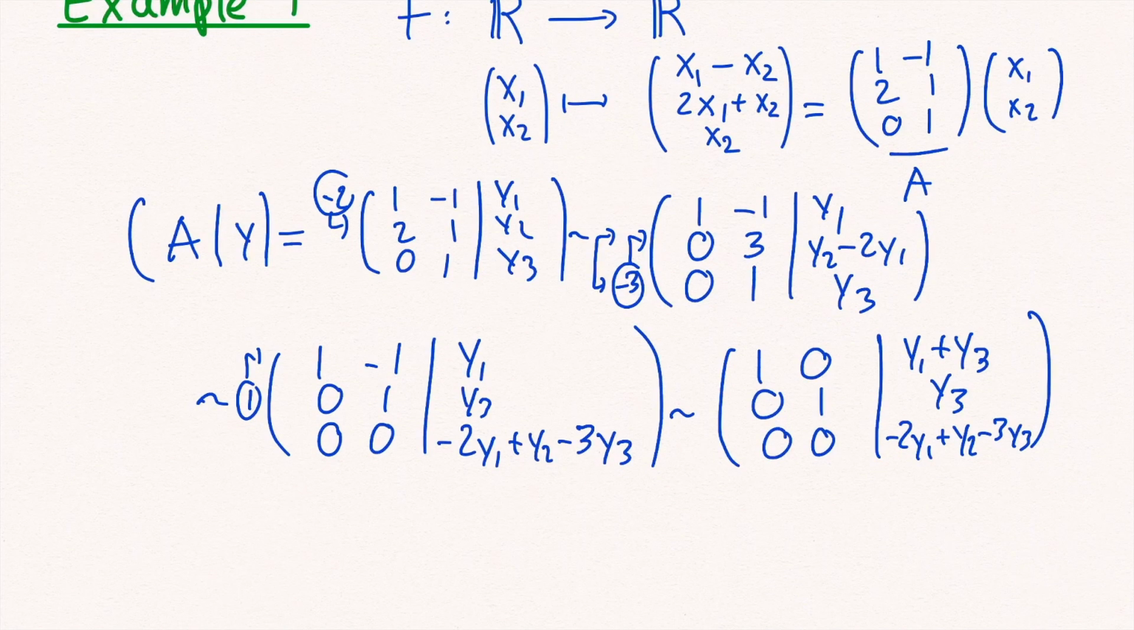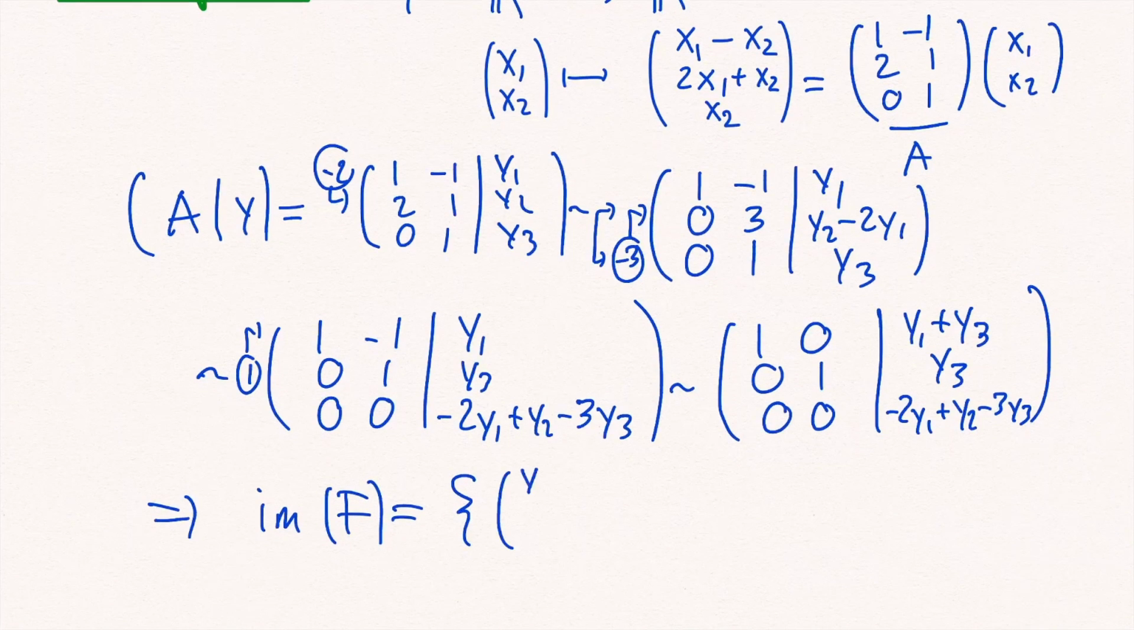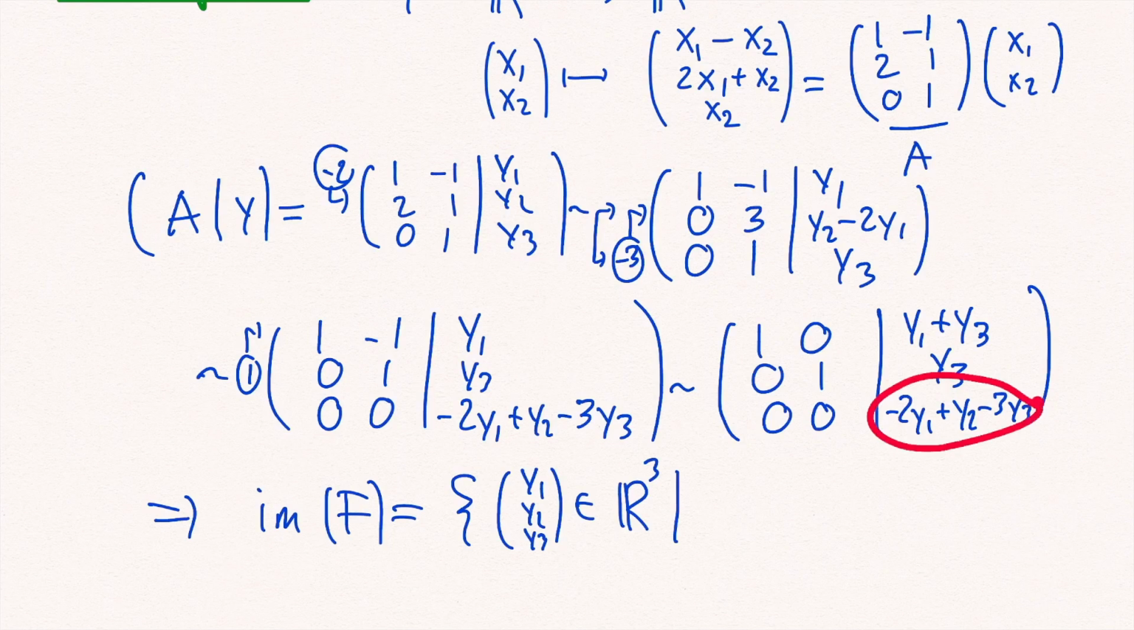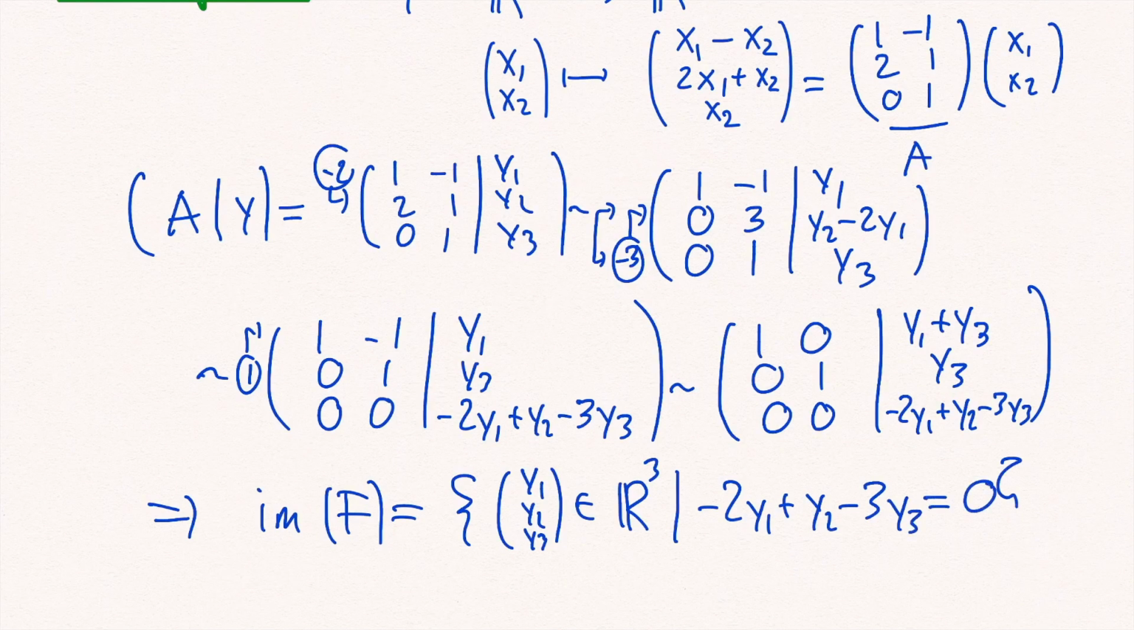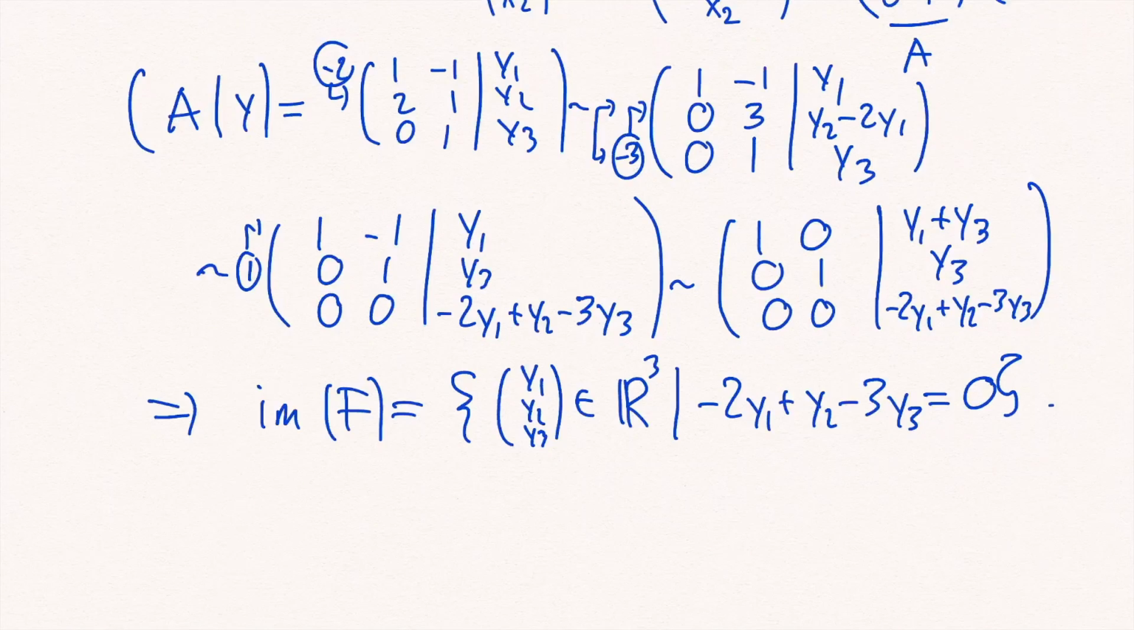And in this case, we again have a 0 row, meaning the image of f is given by all vectors y1, y2, y3 in R3, which satisfy the conditions which are on the right side for each 0 row. So here we have 1, so this condition here is that this should be 0. So minus 2 times y1 plus y2 minus 3 y3 should be 0. So in particular, this is not everything. So f is not surjective.